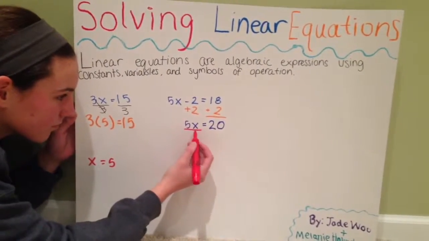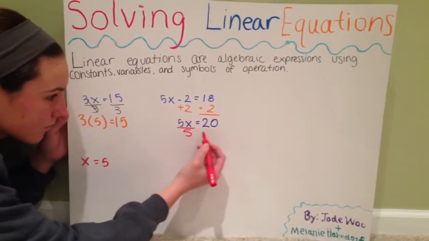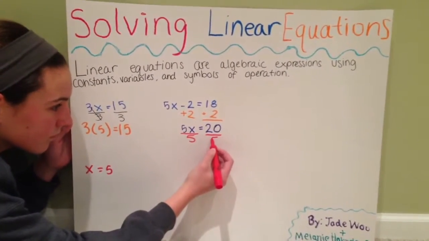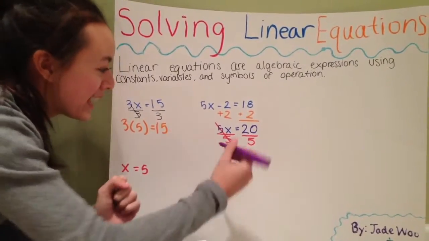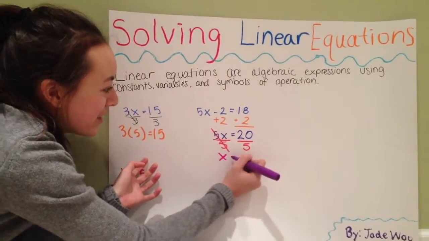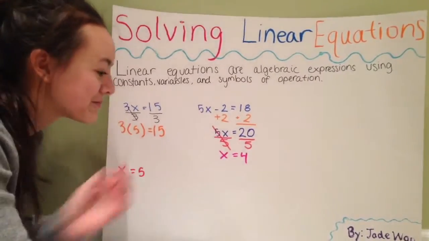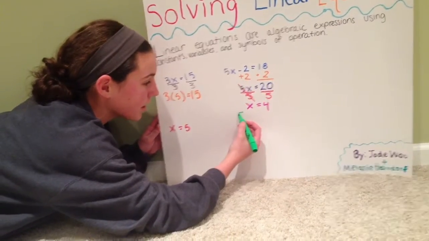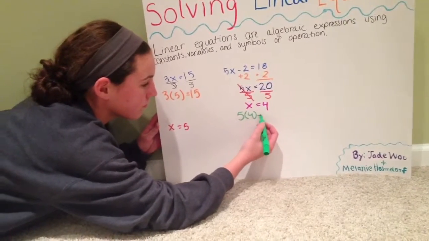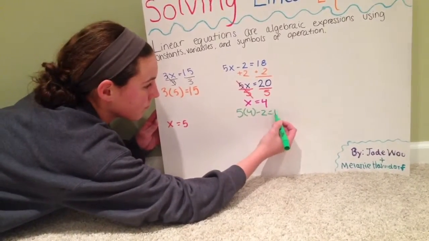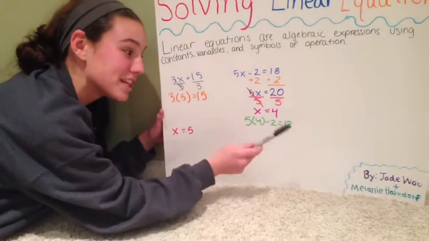We now have to follow the same rules as problem number 1, which is dividing 20 by 5, which gets x all by itself. After the simplification process occurs, we are left with x equals 4. To check your work, you simply plug in 4 in for x. If it equals 18, then you did a job well done.